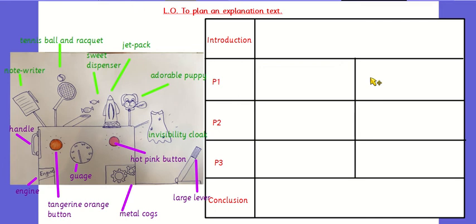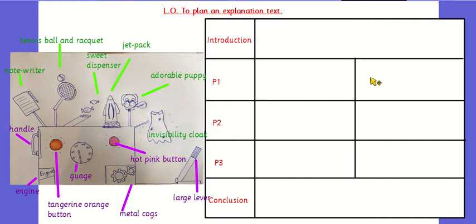Good morning, everybody. Okay, your lesson is in two parts today. Our first job is to plan our own explanation text about our own friend pleaser machines.